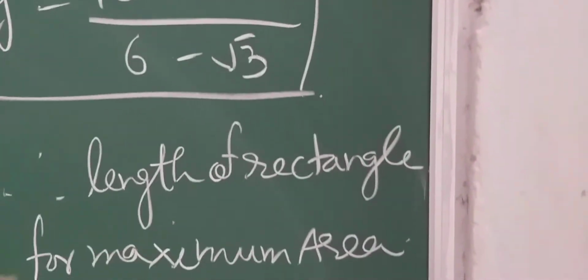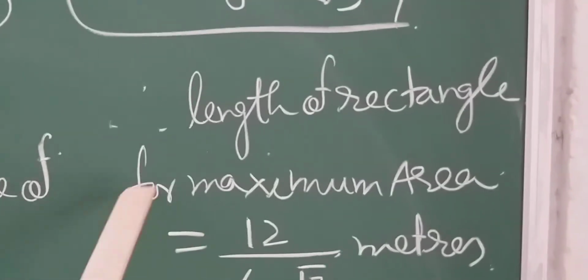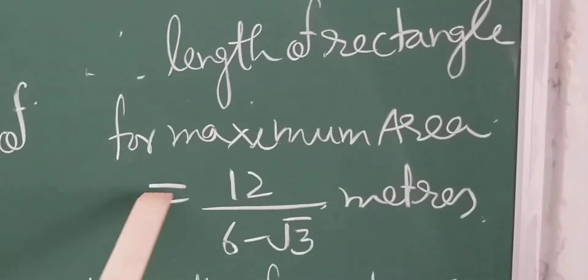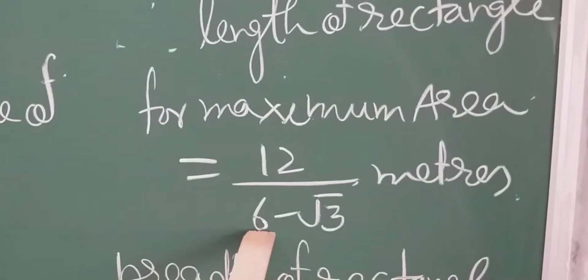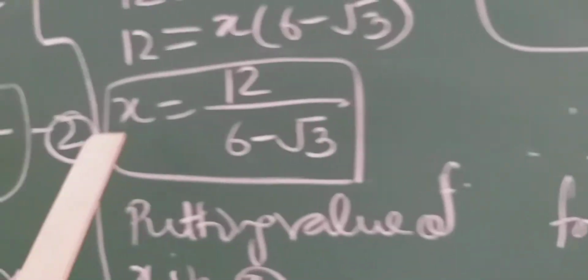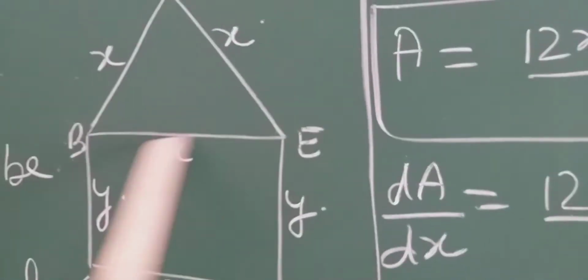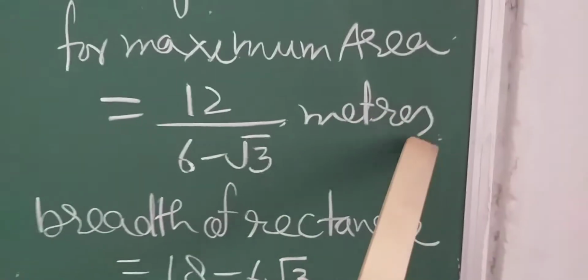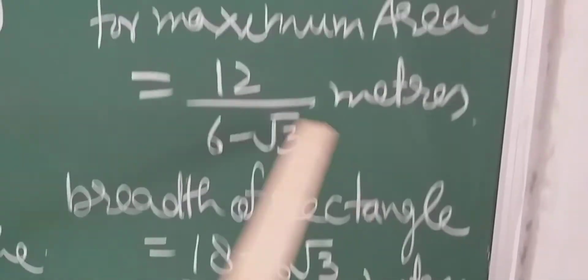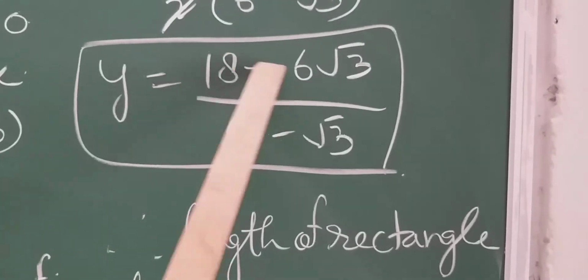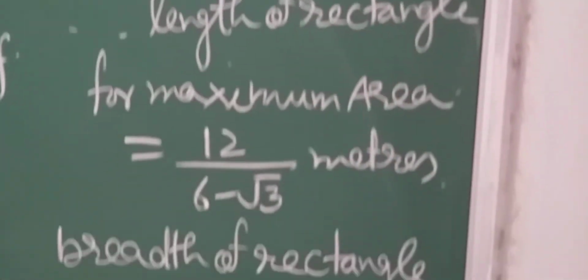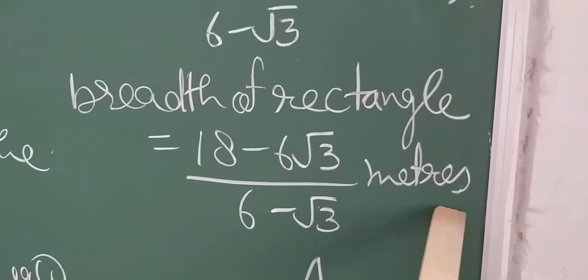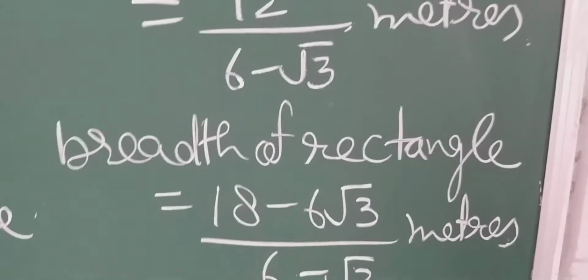Okay. So students, the length of the rectangle for maximum area equals 12 upon 6 minus root 3 meter, because this is the value of x, and x is the length of the rectangle. So 12 upon 6 minus root 3 meter. The breadth of the rectangle is the value of y: 18 minus 6 root 3 upon 6 minus root 3 meter. So this is the breadth.